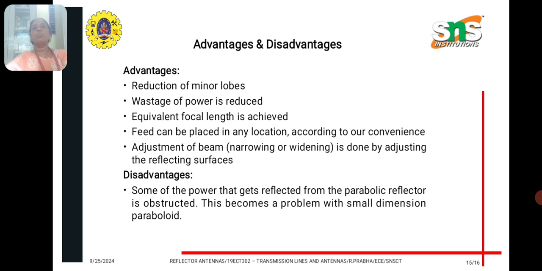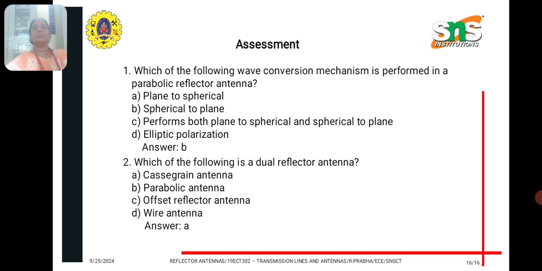Disadvantages: some of the power that gets reflected from parabolic reflectors is obstructed. This becomes a problem with small dimension parabolas.